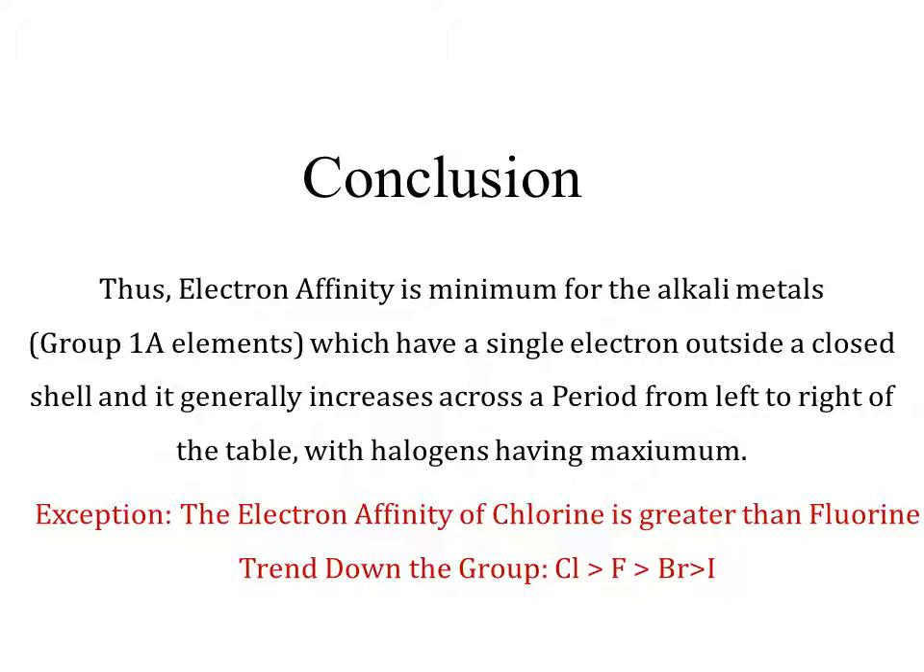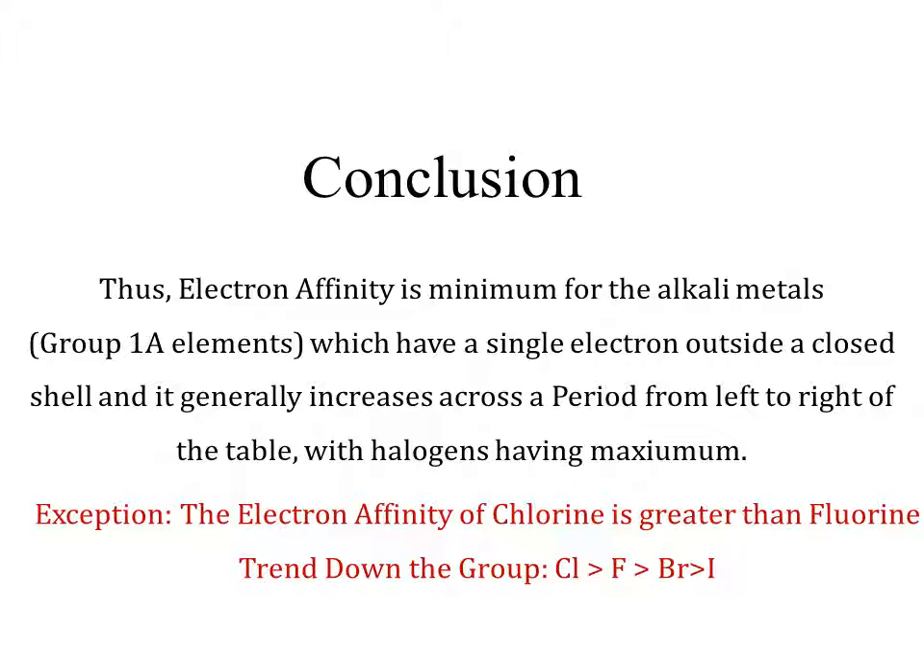But based on this, electron affinity is minimum for the alkali metals, which have a single electron outside a closed shell, and it generally increases across a period from left to right of the table, with halogens having the maximum. There is an exception here, as you can see, with the halogens. It's an exceptional trend. We know that down the group, the electron affinity decreases. But there is a slight exceptional scenario.